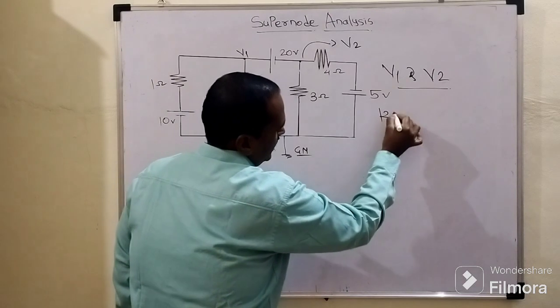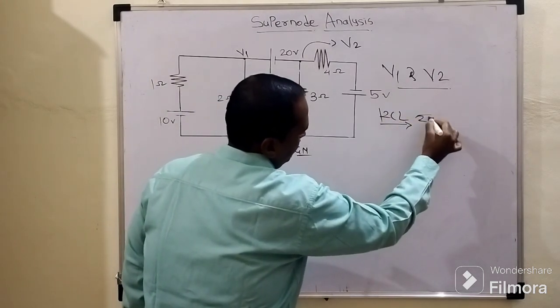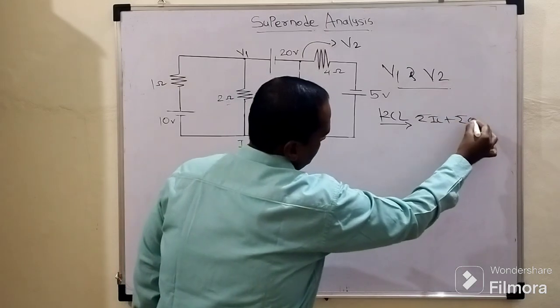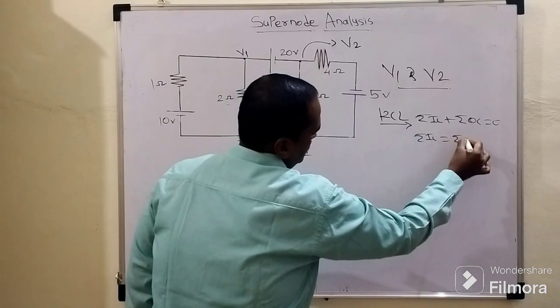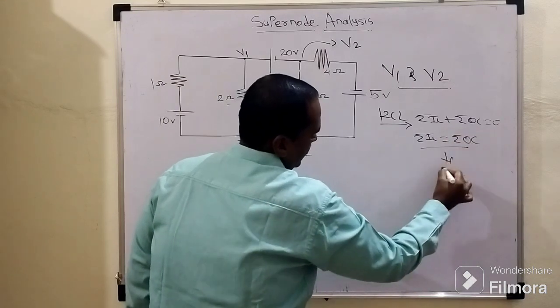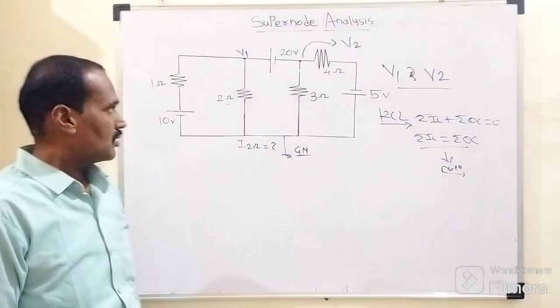Then after that, we need to apply Kirchhoff's current law, which says that the algebraic sum of incoming currents plus the algebraic sum of outgoing currents equals 0, or the summation of incoming currents equals the summation of outgoing currents at that particular node. So those are the basics of Kirchhoff's current law, right?